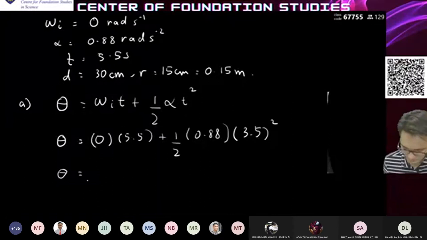Malu-malu dia nak cakap. Ya. Yang time tu, 3.5 ke 5.5? 13.31. Oh, okay. Sorry, sorry. This is 5.5. Saja je. Takut you tidur. Okay, berapa tadi?